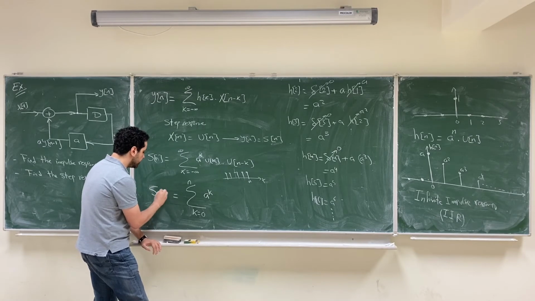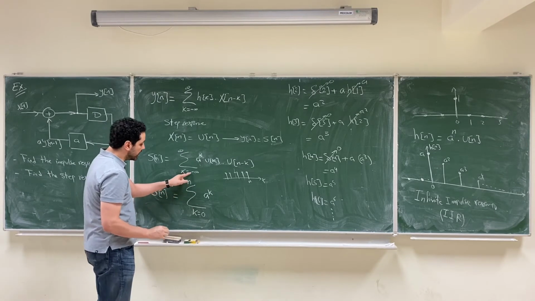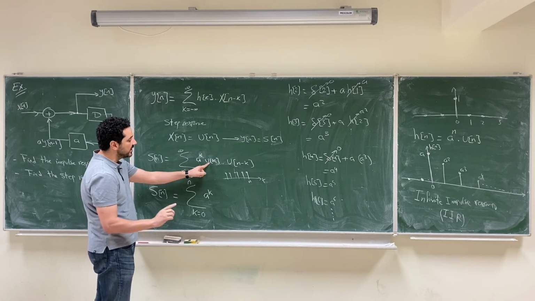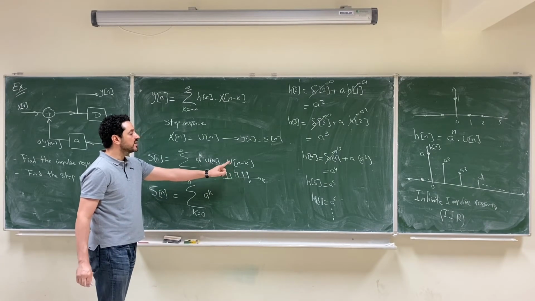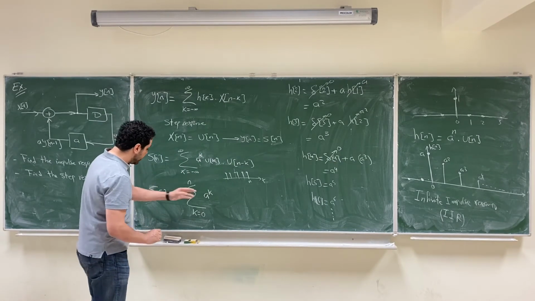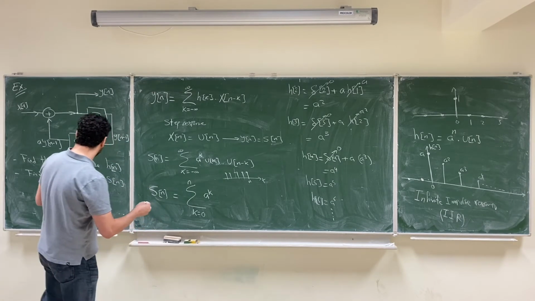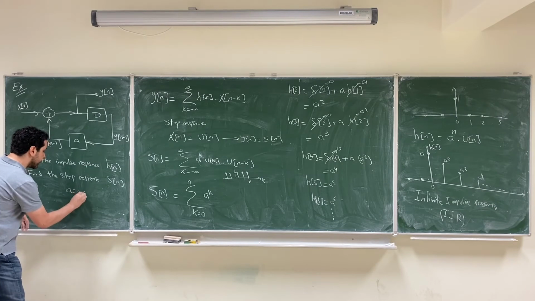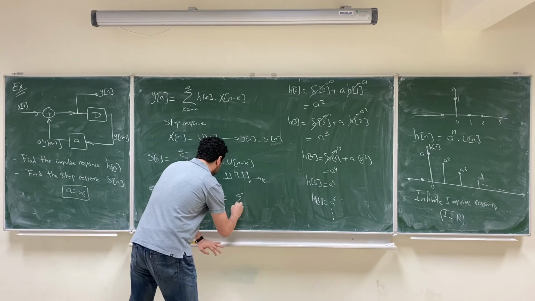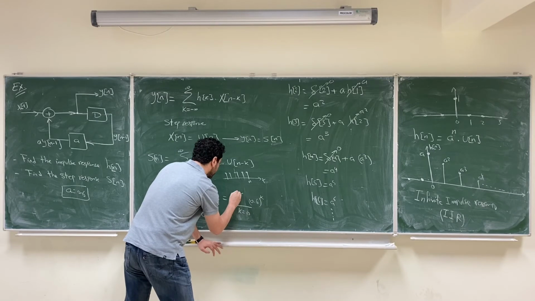So the step response will be the summation of a to the power k from k equals 0 to n. We changed k from minus infinity to be 0 because of this unit step. This unit step is 1 only starting from 0. And this unit step is 1 only until n. That's why we changed the upper limit to n. And this is now our step response. If we assume that our a, let's take a number, 0.6 for example, then this will be the summation of 0.6 to the power k from k equals 0 to n.